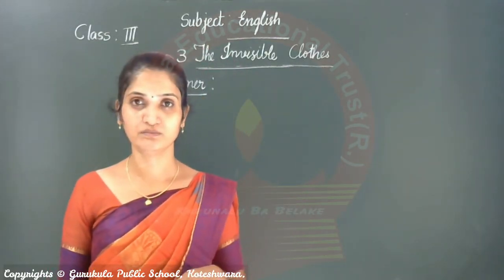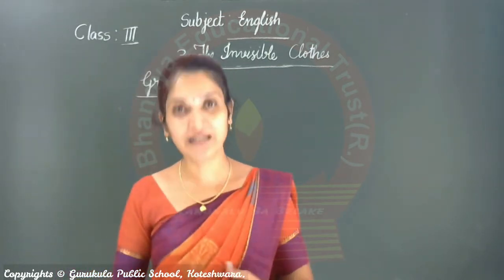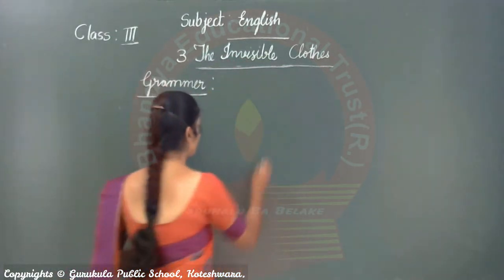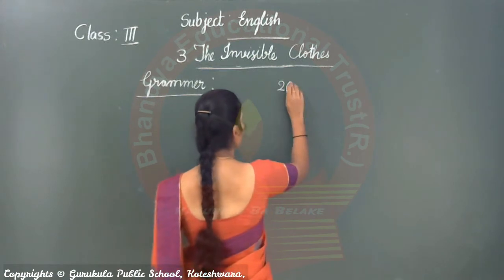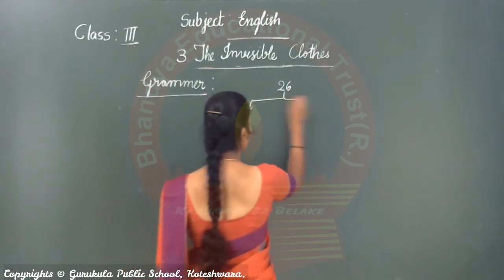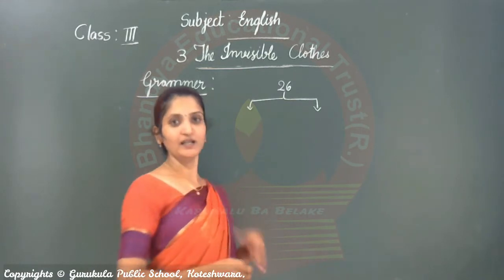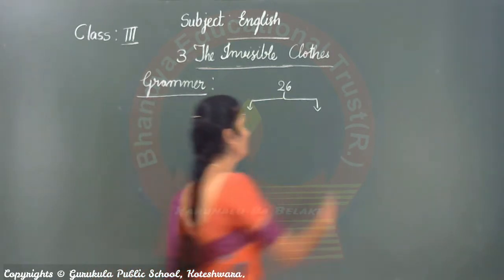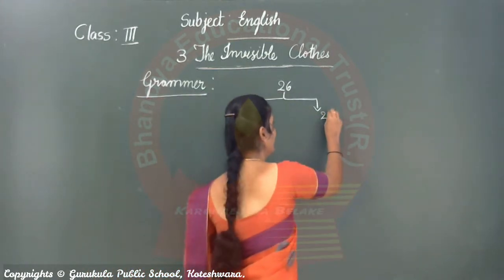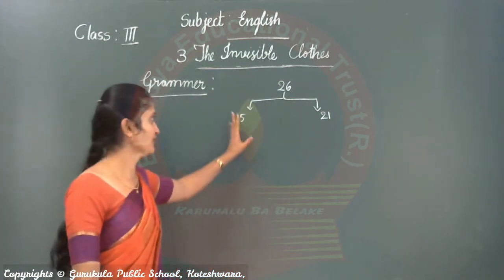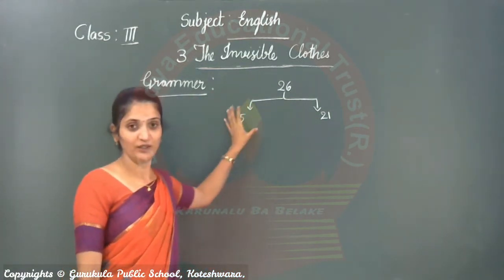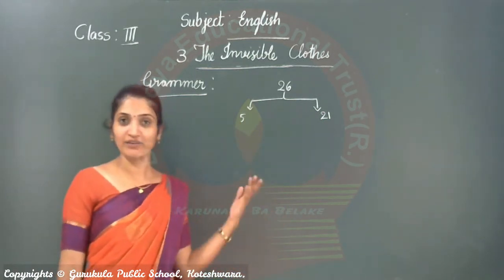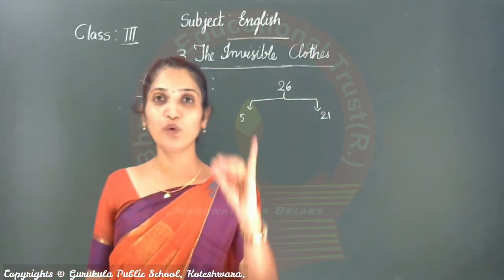Articles means what, you know? You know already our alphabet letters. How many alphabet letters are there? Total 26 letters. Here, two types we can divide: vowels and consonants. How many vowels are there? 5. How many consonants are there? 21. 5 means vowels, 21 means consonants. Very easy. A, E, I, O, U.